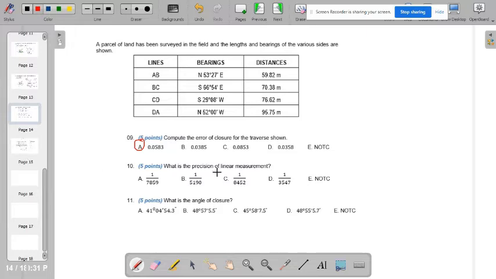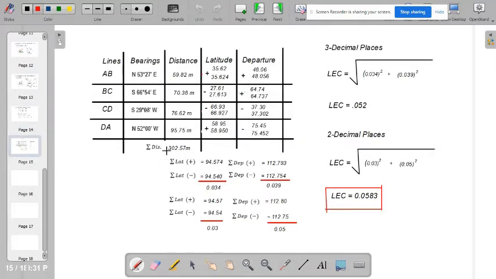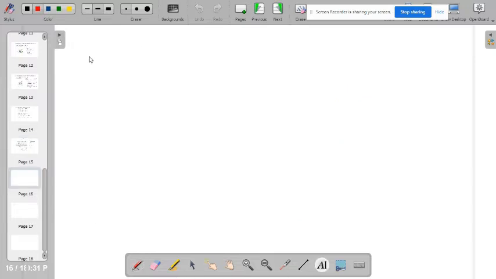Now here you need to get the total or the sum of the distances. In here I already got the total distance, which is 302.57. So let's check. We will still use 0.052 and 0.0583, okay? All right, so let's try the three decimal places. Okay, so let's try this 0.053, for three decimal places.